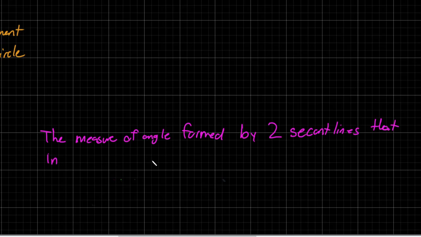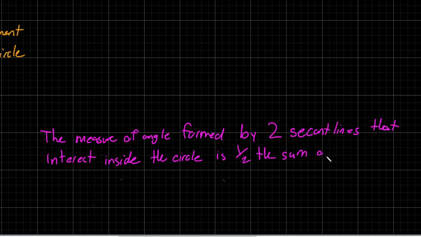We're talking about one angle. Each equation is like one angle itself. So we're just going to call it the measurement of angle that intercept inside the circle is half the sum of the degrees of the intercepting arcs.